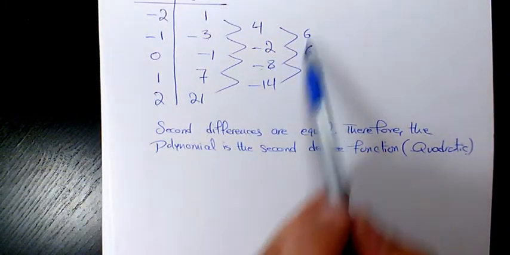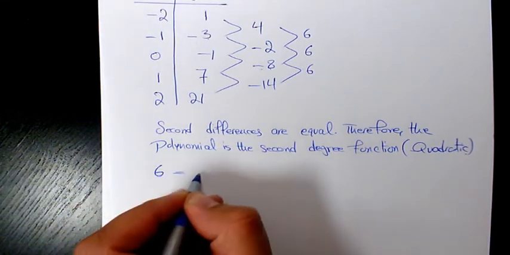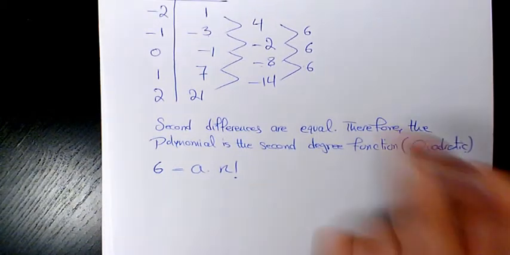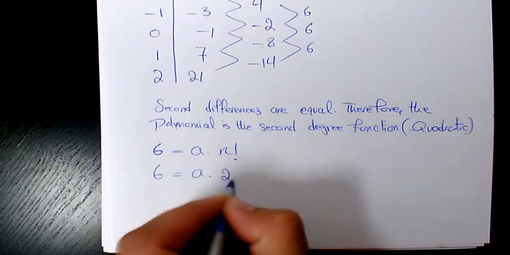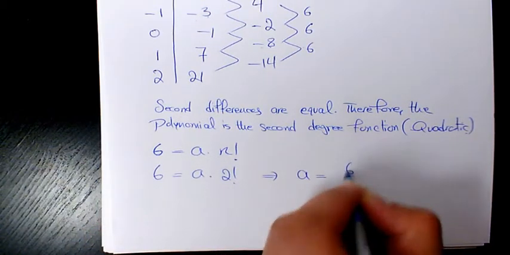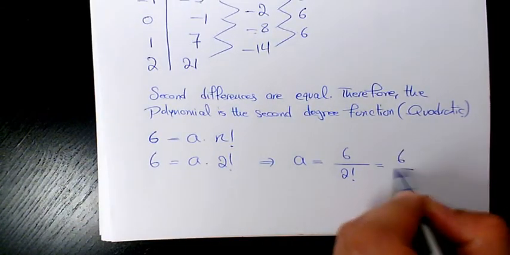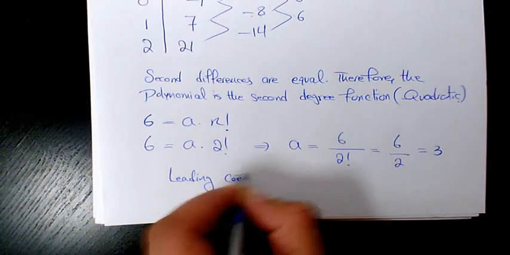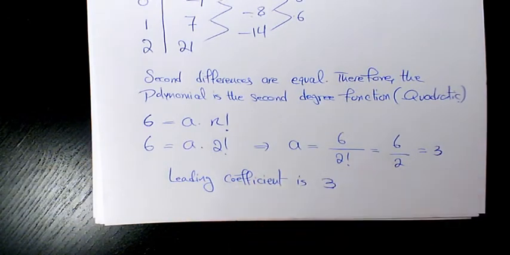and definitely the leading coefficient is going to be positive, and as we said, 6 is going to be equal to a times n factorial. n is the degree of the function, which is 2. So 6 equals a times 2 factorial. So a will be 6 divided by 2 factorial. 2 factorial is 2 times 1, which is 2. So 6 divided by 2, a is 3. So the leading coefficient is positive 3.